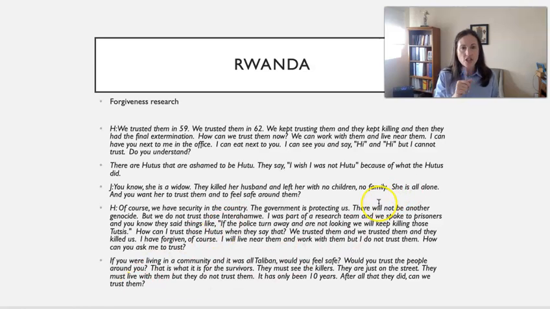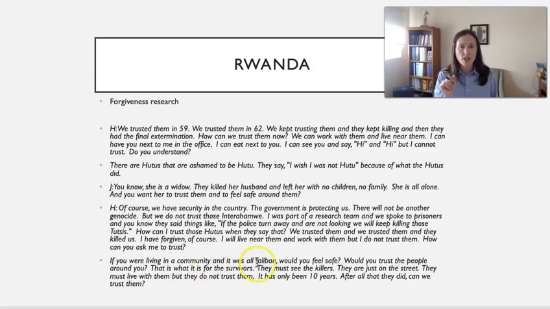I was part of the research team, and we spoke to prisoners, and you know what they said? Things like, if the police turn away and are not looking, we will keep killing those Tutsis. How can I trust those Hutus when they say that? We trusted them, and they killed us. I've forgiven, of course. I will live near them and work with them, but I don't trust them. How can you ask me to trust?